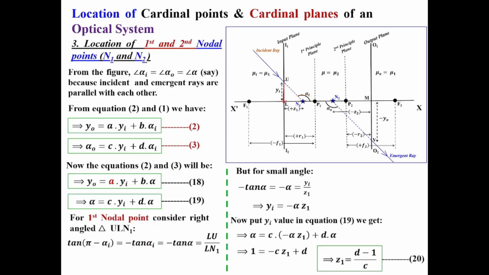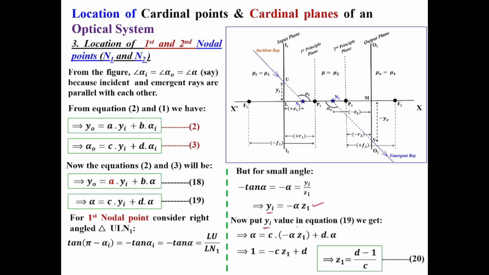Minus tan alpha equals this length, the so-called height, over this length, the so-called base, Lu by Ln1. But for small angle, tan alpha is alpha, and minus is already there, so minus alpha equals Lu over Ln1. Here Lu is considered positive yi, because it is taken from the principal axis upwards. By z1, this length is also considered positive because it is taken from the input plane towards the right, so it is positive. yi by z1. That implies yi equals minus alpha z1.